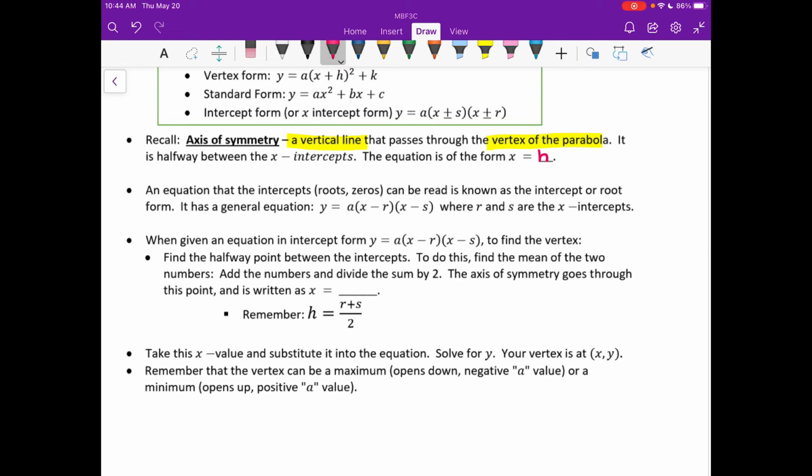This can be read as, is known as, the intercept or root form, or sometimes we even call it the x-intercept form. It has a general equation of y equals a times x minus r times x minus s, where r and s are the x-intercepts. When you're given an equation in this intercept form, in order to find the vertex, you need to take r, you need to take s, right? And you're going to add them together and divide by 2. So to do this, find the mean of the two numbers: add the numbers, and divide the sum by 2. The axis of symmetry goes through this point and is written as x equals h, where h is equal to r plus s divided by 2.